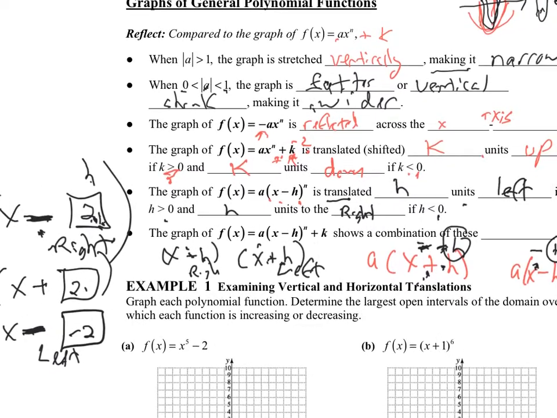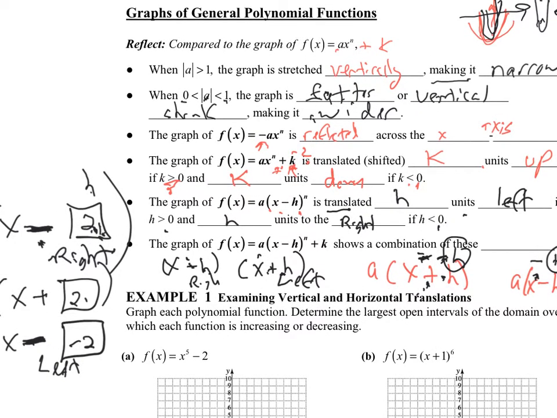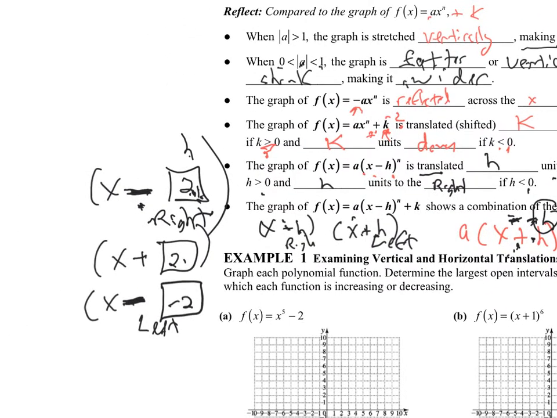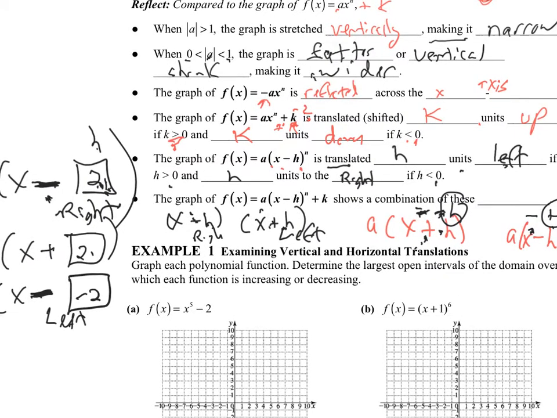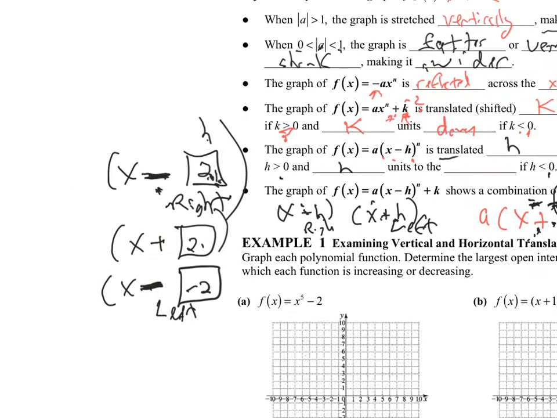Let me make sure I got that right. If h is positive, I think I wrote it wrong. H units left. If h is, yeah, that was wrong. Does anybody agree with me that I'm wrong? I'm going back to my cheat sheet here. I don't like how they're doing it.